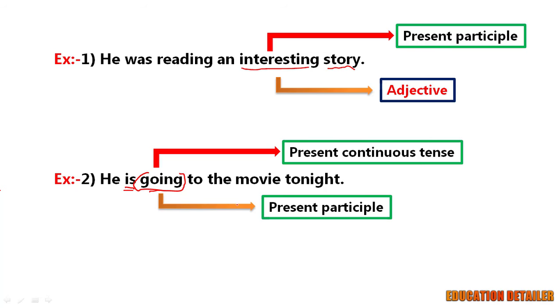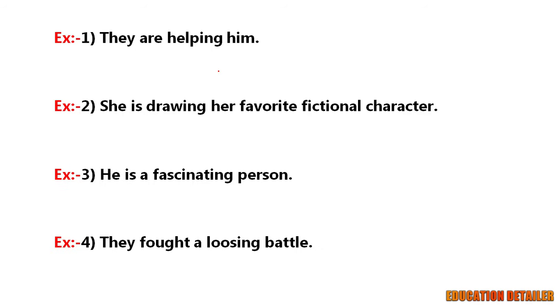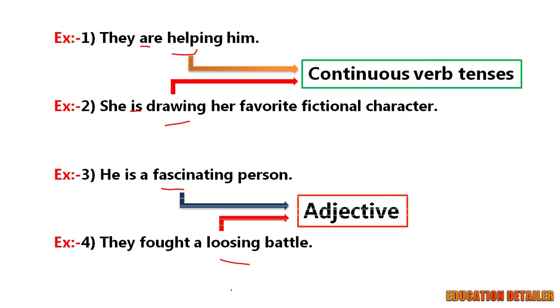See some more examples. They are helping him. She is drawing her favorite fictional character. He is a fascinating person. They fought a losing battle. In the first two examples, the present participles helping and drawing are used to form continuous verb tenses, as they are preceded by the be verbs are and is respectively, and they are not used as describing words here. But in the third and fourth ones, the participles fascinating and losing are used as adjectives because they describe more about nouns like person and battle. Now I am sure that you are clear about the present participle.